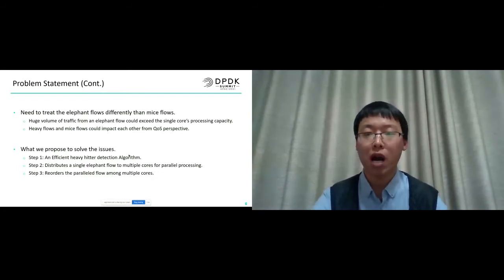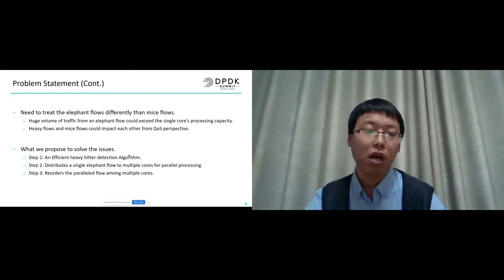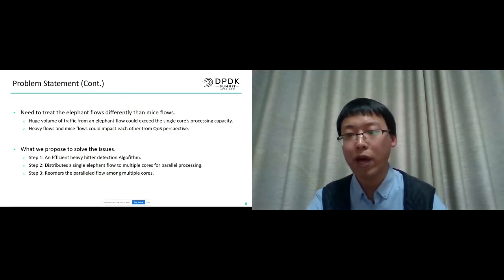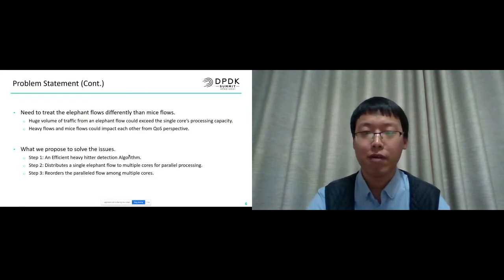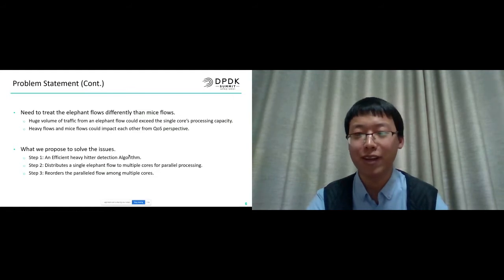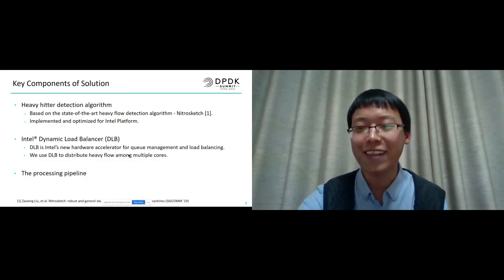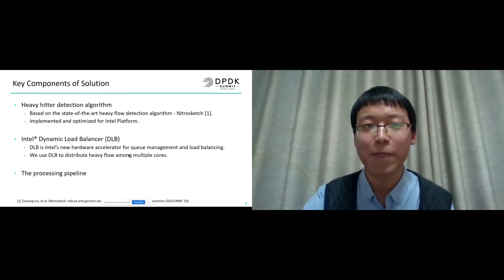And our proposals are: step 1, we need an efficient heavy hitter detection algorithm. Then we should distribute the elephant flow to multiple cores for parallel processing. And at last, we order the parallel flow among the cores. Maybe these 3 steps remind you of a famous Chinese joke: how to put an elephant into a refrigerator. Just kidding. Let's see our solution.